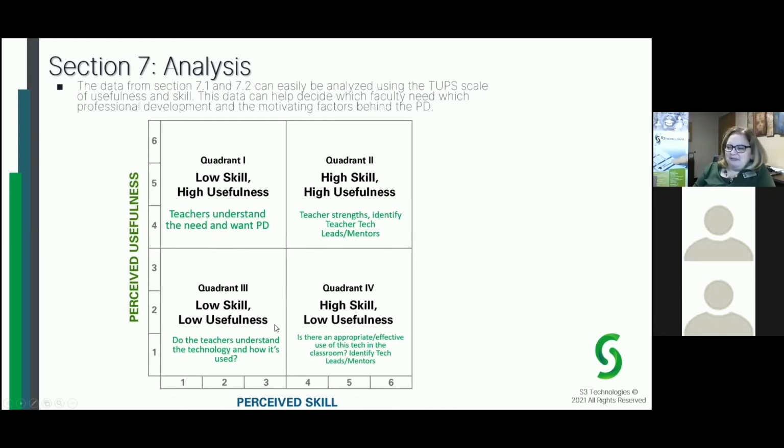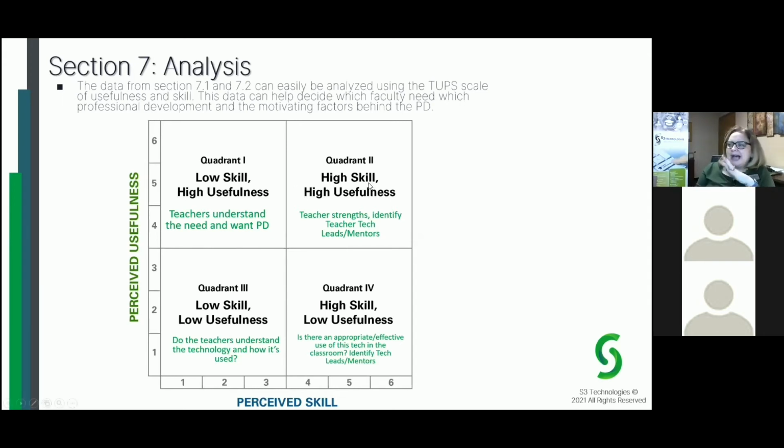There's some great information that you get to pull out of the TUPS from that previous data that I just showed you. And they show you what's low skill, high usefulness. So that's what I was talking to you about earlier. The teachers already understand the need for the PD. They just need the training, just need the skills, so you can teach differently or run programs differently. Maybe that's just an online video that I send out to the teachers.